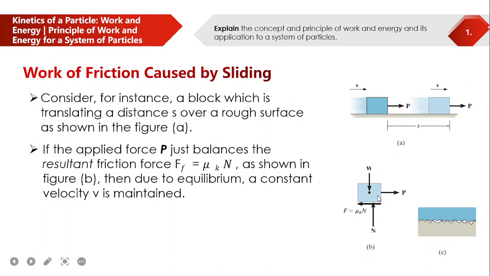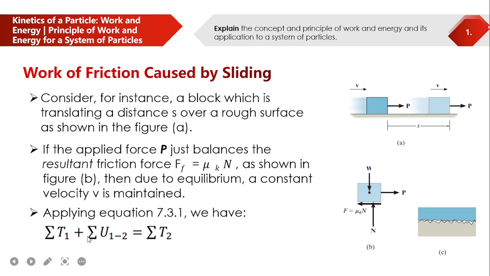Meron siyang normal force kasi meron weight. Tsaka yung may friction siya. Kasi nga rough surface. So, dapat na-consider natin yung friction. Then, due to equilibrium, a constant velocity is maintained. Okay? So, due to equilibrium, yung velocity natin is maintained. No? Applying 7.3.1, we have, ayan. Ito yung natin, di ba?